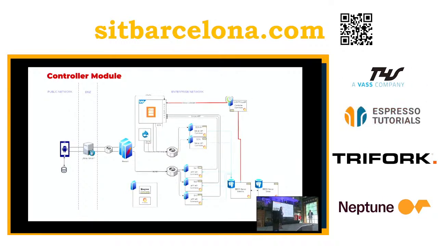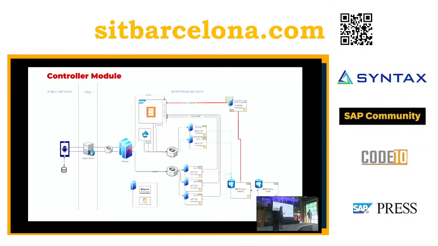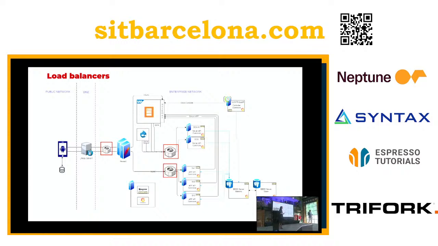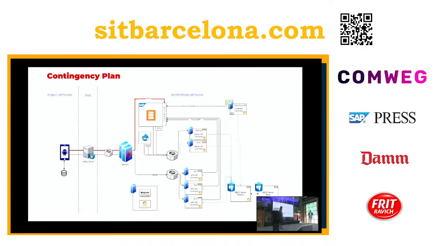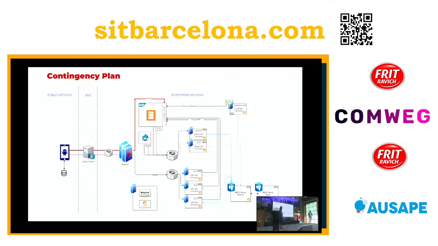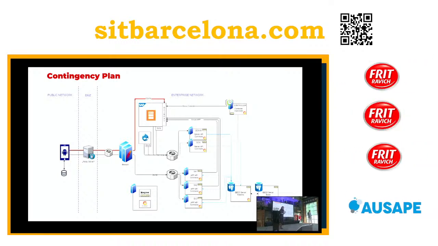Then we have the controller module that automates tasks like synchronization and data cleanup through cron jobs. And it also sends pending operations to SAP. We also implemented load balancers to distribute traffic evenly and create new instances in case of failure, ensuring high availability. In case all these fail, we have a contingency plan where mobile devices can interact directly with the gateway via OAuth, enabling them to upload new clients, orders, or payments.